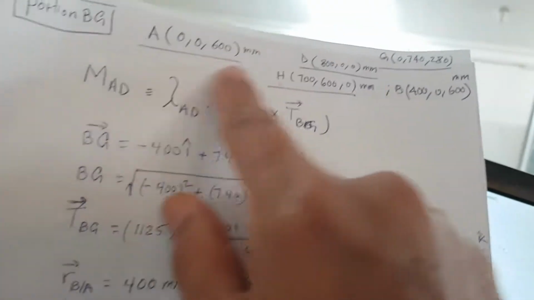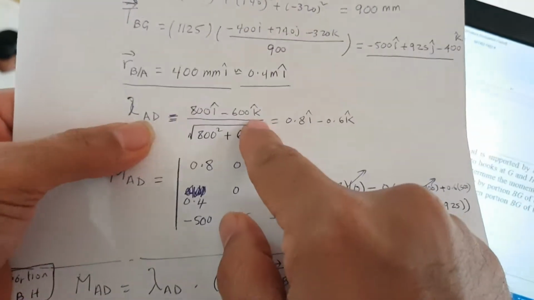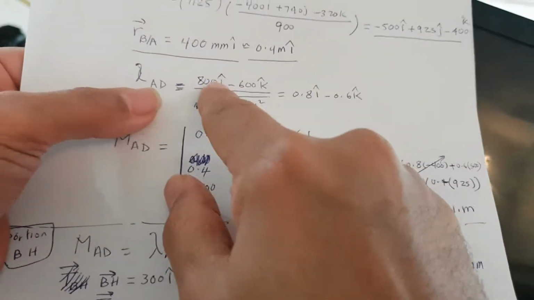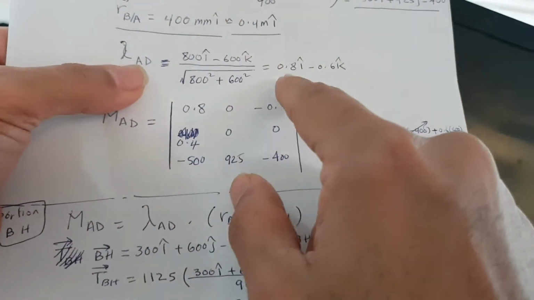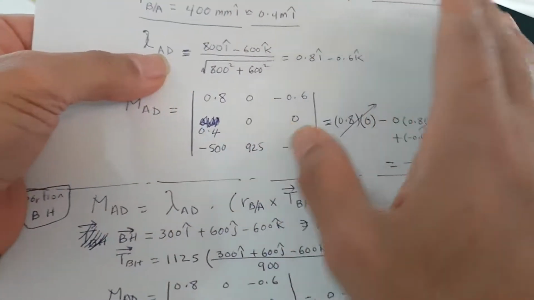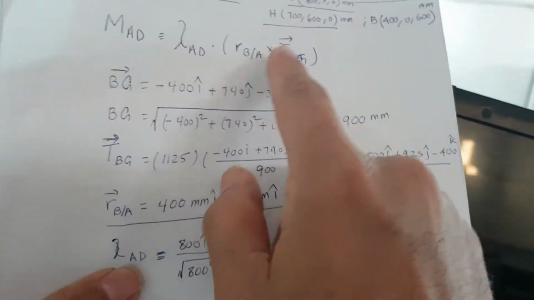0 minus 0 and 0 minus 600, minus 600K. This divided by the magnitude, square root of 800 squared plus 600 squared. This would give you 0.8 I minus 0.6K. Now we find everything. We find this. We find this. We find this.